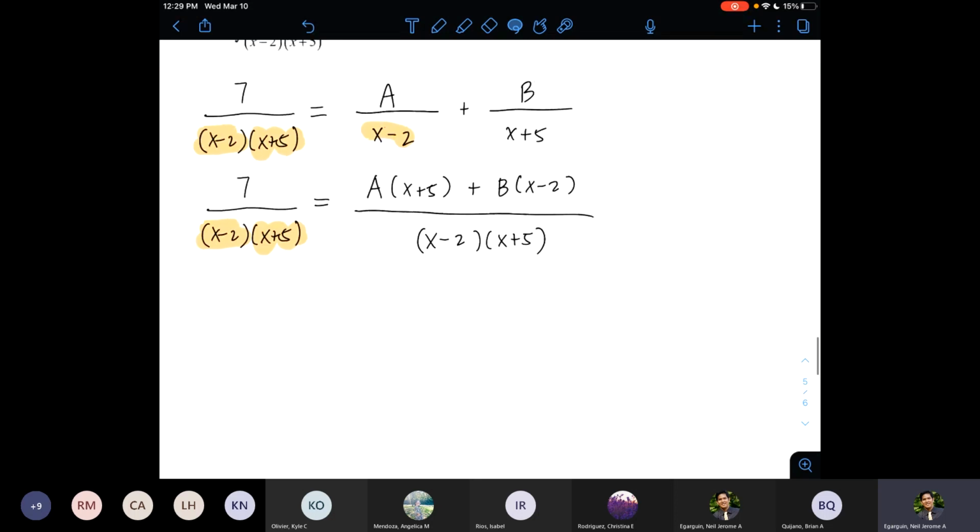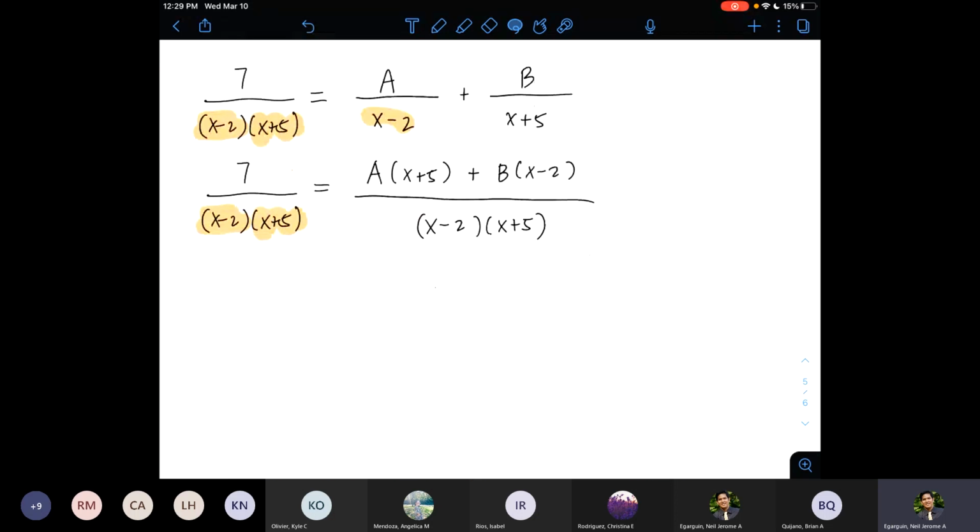And for this equation to be true, since you see that the denominators are equal, this denominator is equal to that denominator. For this fraction then to be equal to this fraction, their numerators must also be equal to each other, right? So that means 7 must be equal to A times x plus 5 plus B times x minus 2 for all x's. So that should be true for any value of x, okay?